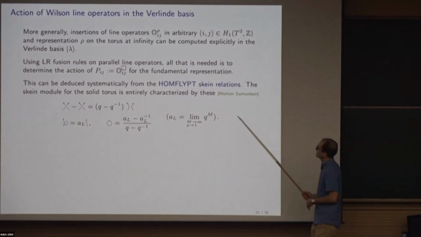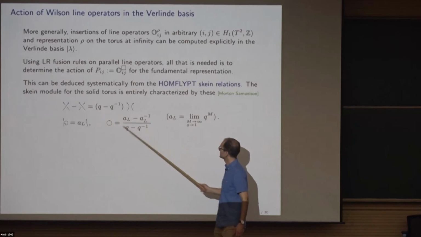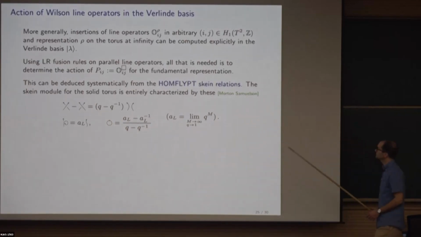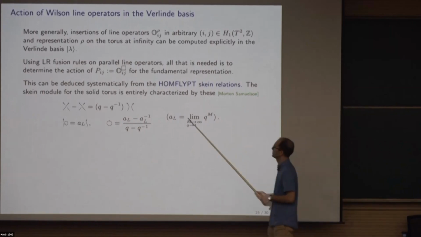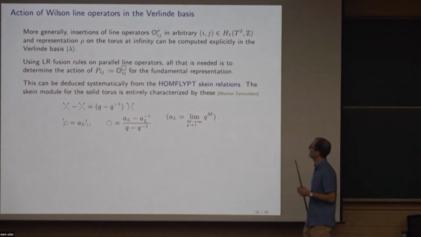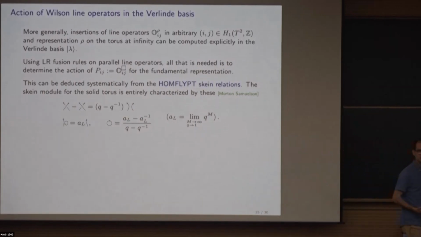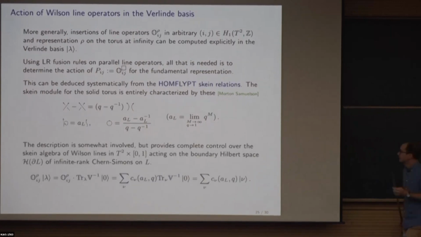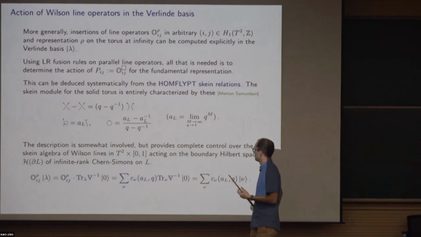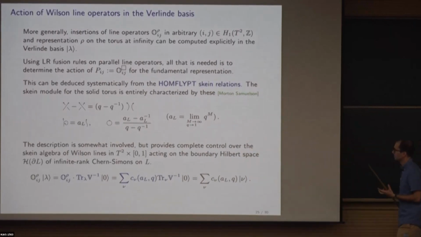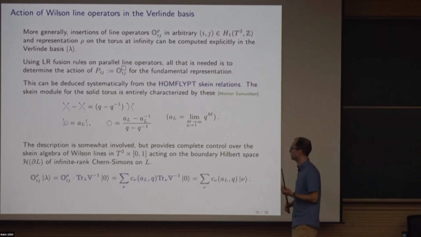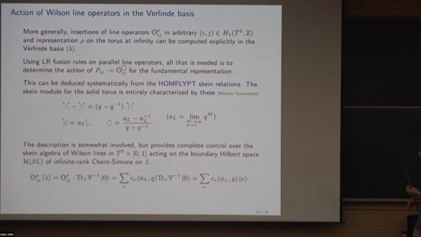Okay. Now it turns out that this kind of problem has been considered by mathematicians. So Morton and Samuelson in 2014 wrote a paper characterizing the so-called skein module of the solid torus, which in physics means that they characterize the Hilbert space that we're after, and they tell you how the Wilson lines act on that Hilbert space. So we have everything we need. We can use it to compute. And okay, the description is somewhat involved, and you'll find it either in their paper or in our paper when it comes out, but it does give you complete control over the algebra of Wilson lines and over how they act on the boundary states.